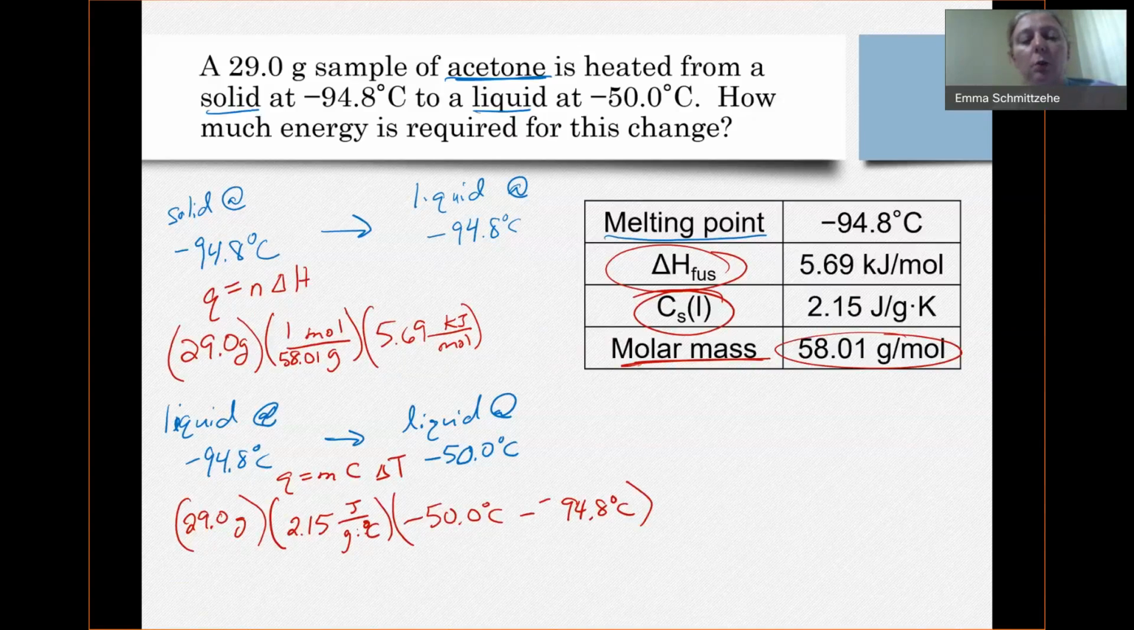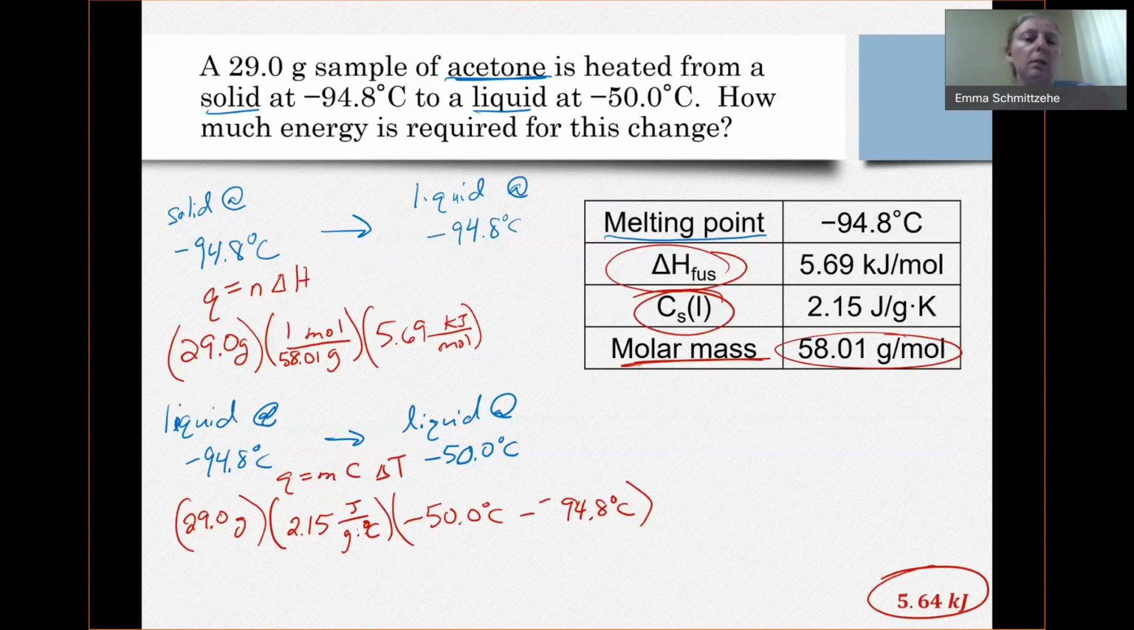Okay, so you could go through and calculate that stuff, and again, you would then add those values together. And if you do that, let's see, what you should come up with is 5.64 kilojoules. And so I'll let you check that and make sure that that's what you get.